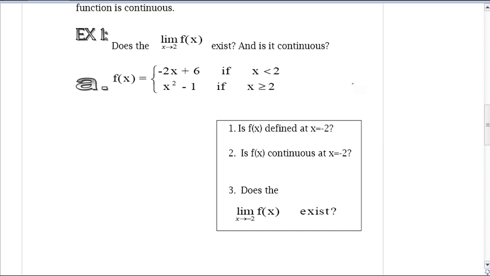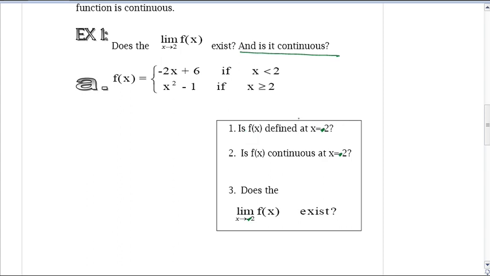It says, does the limit as x approaches 2 of f of x exist? And if it does, is it continuous? Now what I want you to fix on this little worksheet is this: this is just going to be positive 2, this is going to be positive 2, and this will be positive 2. Okay, so let's go ahead and see if number 1 is true or not.